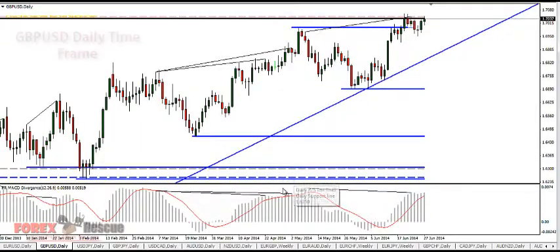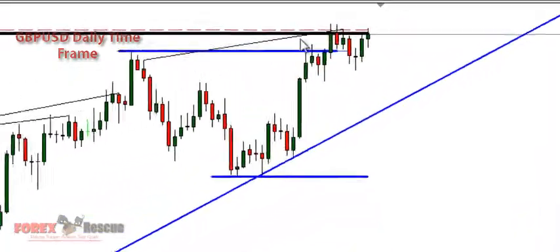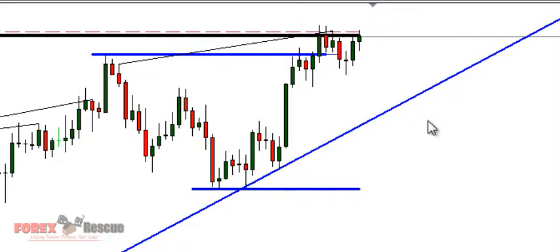Now this is the Great British Pound USD daily time frame. If you look at this time frame very well, you notice that there is the formation of a monthly area of resistance turn support, a monthly area of support turn resistance. Now let us go to the monthly time frame to see how this plays out.